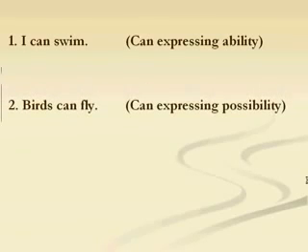In example number 2, you can see that birds can fly. Here you are also using can as a modal verb. You can see that in example number 2, birds is your subject, right, and can is a modal verb, and fly is the main verb, action verb, right? So birds can fly. Here can is expressing a possibility, that it is possible for birds to fly.